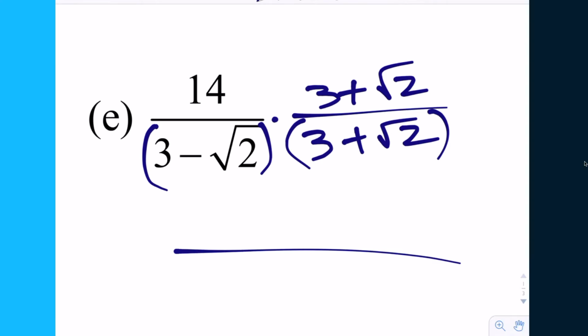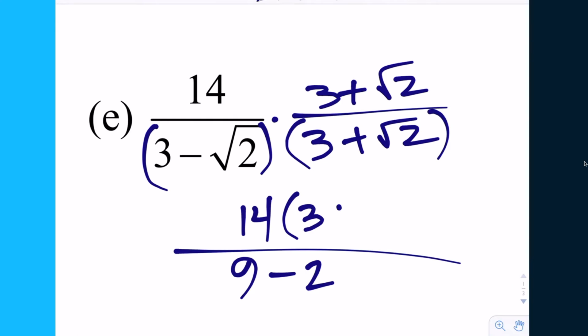3 times 3 is 9. The inside and outside will cancel. Minus 3 root 2 plus 3 root 2, boom, gone, 0. And then you have negative square root of 2 times positive square root of 2, which is negative 2. Square root of 2 times square root of 2 is just 2. Negative times positive is negative. In the top, leave it factored. You only want to expand the conjugates.